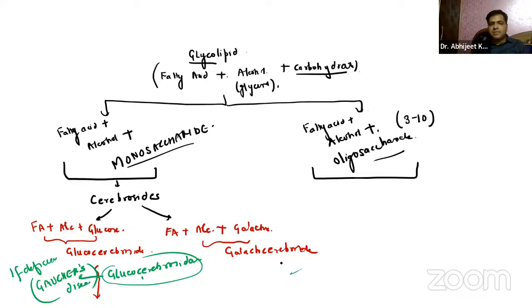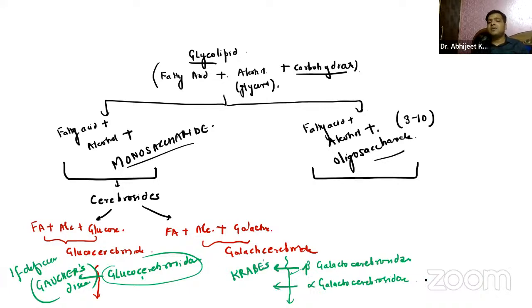Galactocerebroside is basically metabolized by two enzymes, right? We have beta galactocerebrosidase and alpha galactocerebrosidase. If the beta galactocerebrosidase is deficient, it will lead to Krabbe's disease. And if alpha galactocerebrosidase is deficient, it will lead to Fabry's disease.